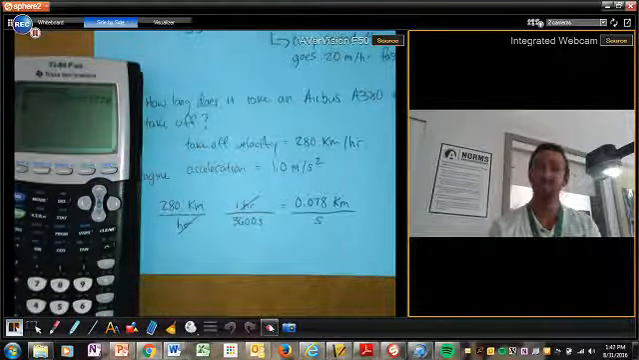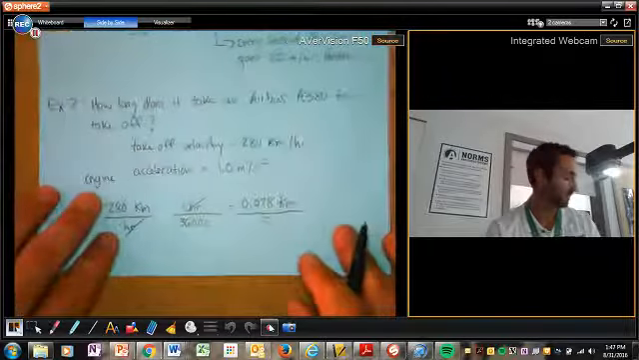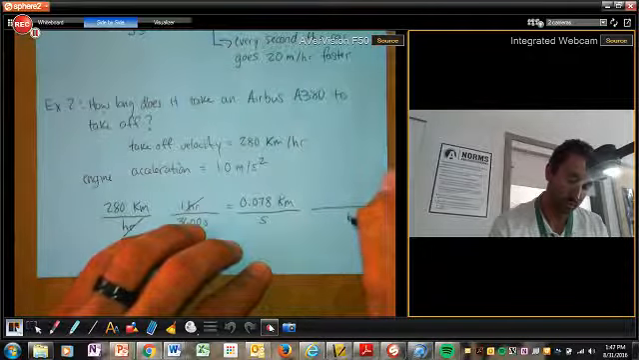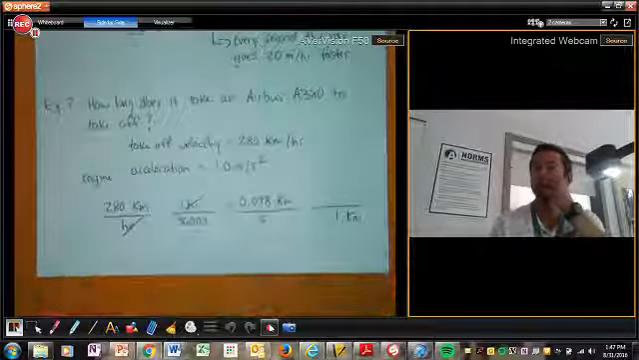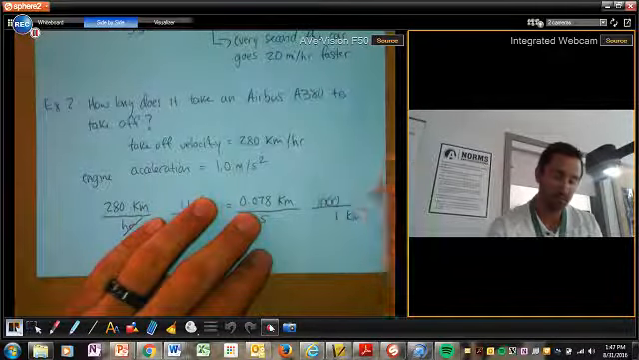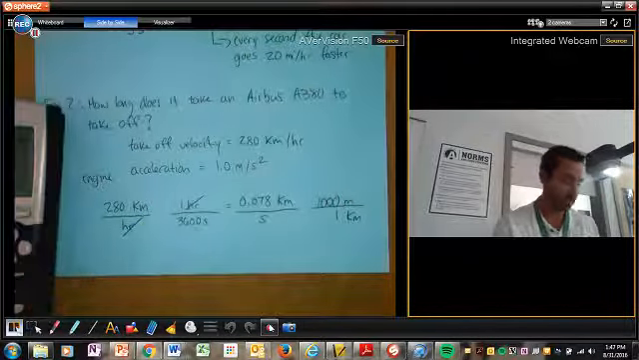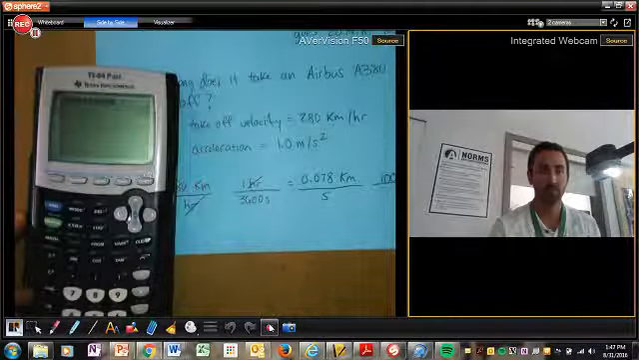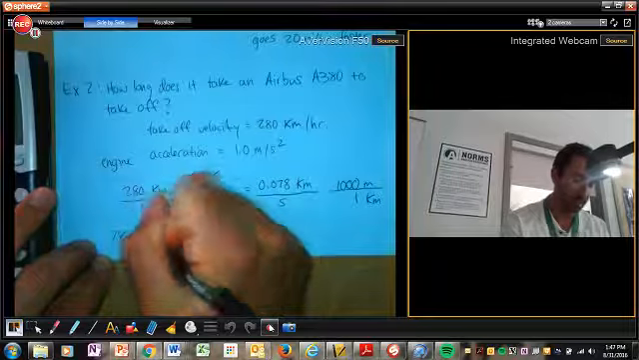But I still want that in meters, so I need to take away kilometers. I'm going to put kilometers on the bottom, so in 1 kilometer, these are going to cancel out. How many meters are in a kilometer? Kilo means 1,000, so there's 1,000 meters in 1 kilometer. I'm going to multiply that 0.078 times 1,000 and I'm going to get 78. So down here it's going to be 78 meters per second.